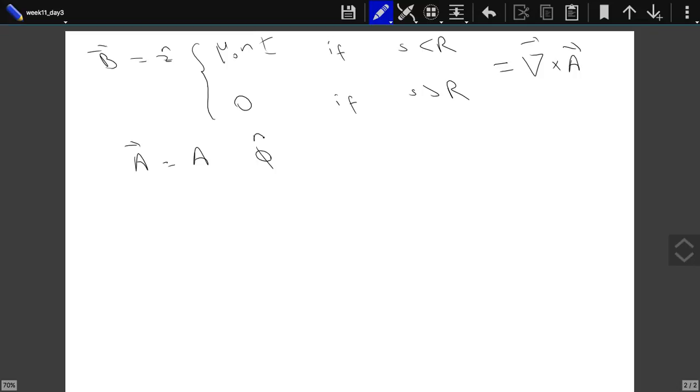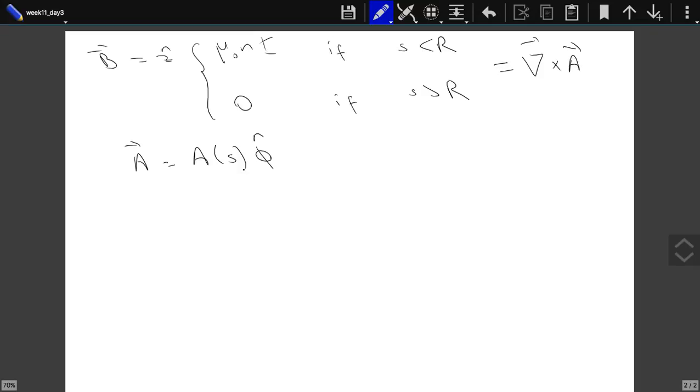And again, just due to the symmetry of my problem, I'm looking for an A that doesn't depend on z. It shouldn't depend on phi. It can only depend on S. This is just a guess for the time being. Let's try to find a vector potential of this form. Will I be able to find such a vector potential? We will see. If I cannot find such a vector potential of this form whose curl gives me my B field, then I should look for some other vector potential. So let's first try this one, and if we fail, we can try some other A fields.